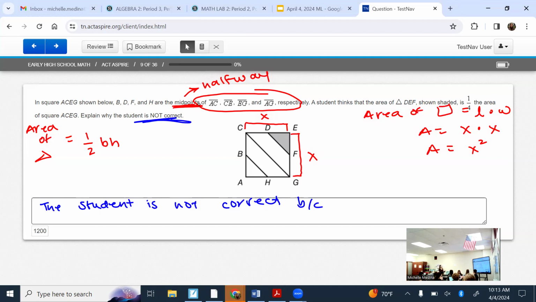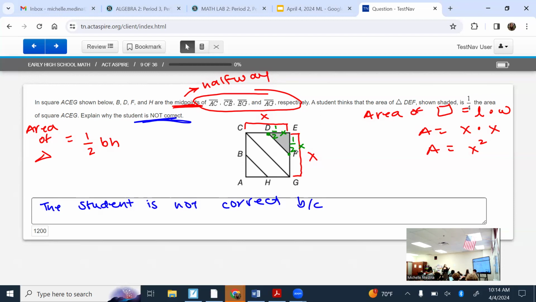All right, but if we are talking about the base and height of this triangle that they drew, and we know that D and F are midpoints, these go halfway of this side. I know that this dimension is 1/2 X. And then from here to here is also 1/2 X. Because we're saying D and F are midpoints, so it's cutting this side in half. So half of X is the dimensions, my base and height.